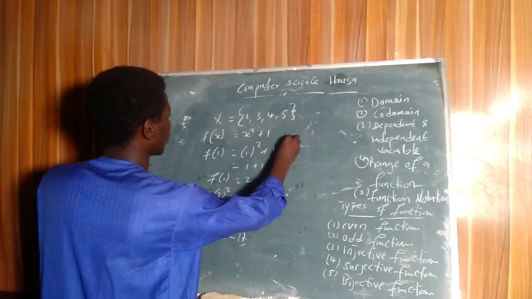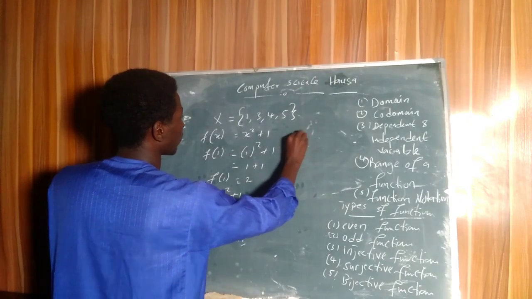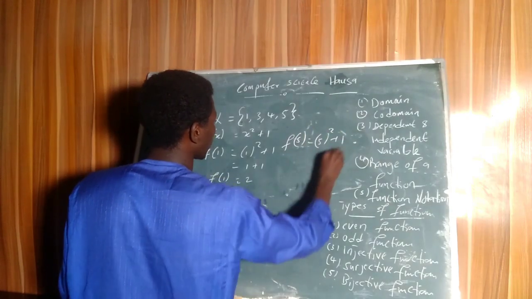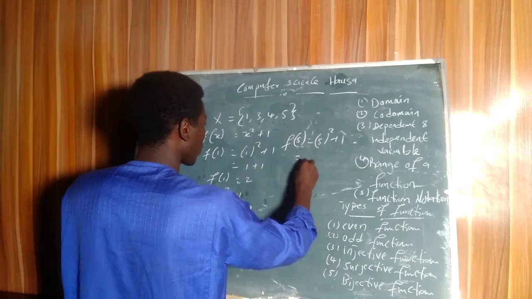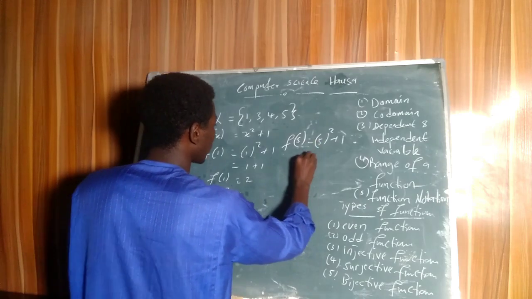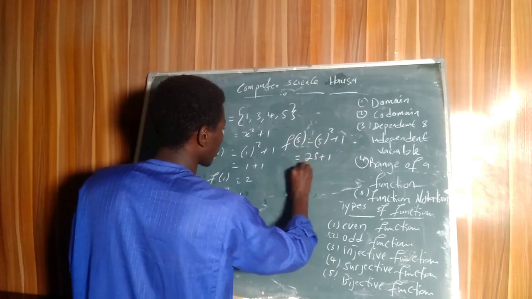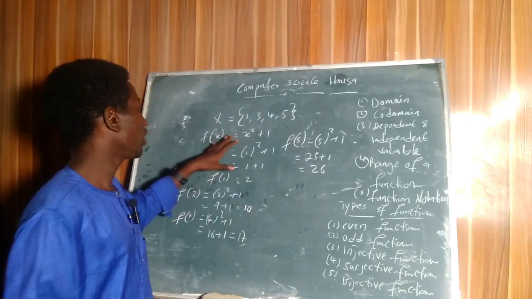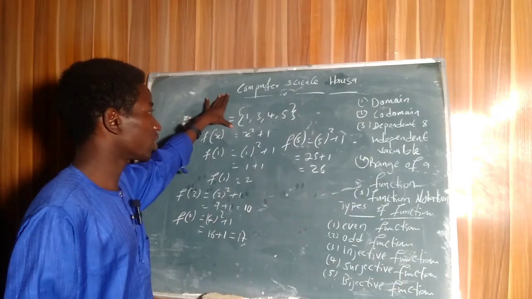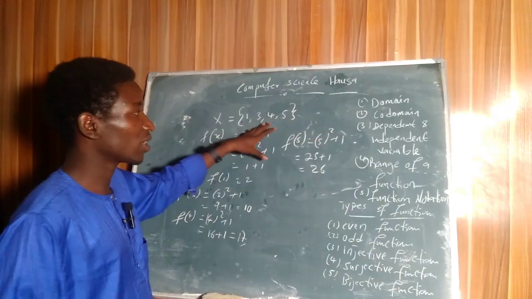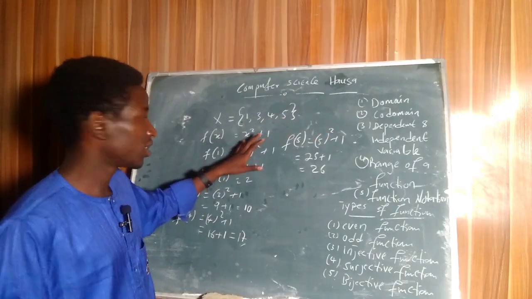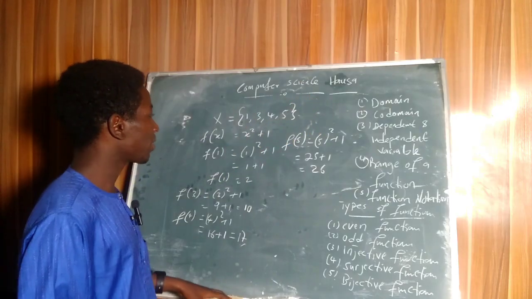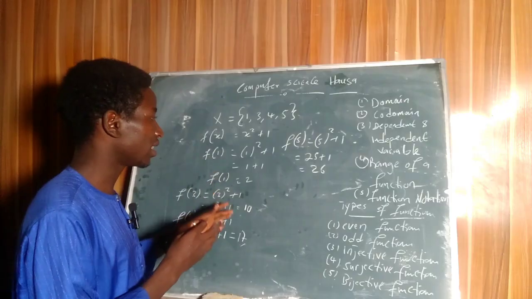So zan je na nemo yanzu f of 5, which is equal to 5 square plus 1, so it's equal to this, which is 25 plus 1 is 26. So kamar yadda kuke gani a haka, wannan is a set of input shine domain, and then the set of the output we call it codomain. So that is domain and then that is codomain. Akwai abin da ake cewa dependent and independent variable.